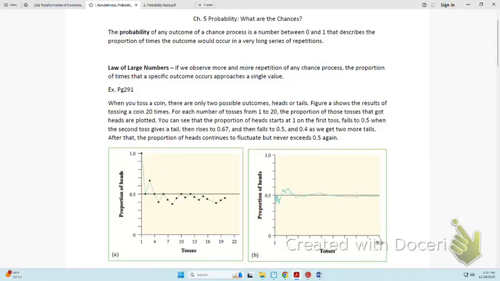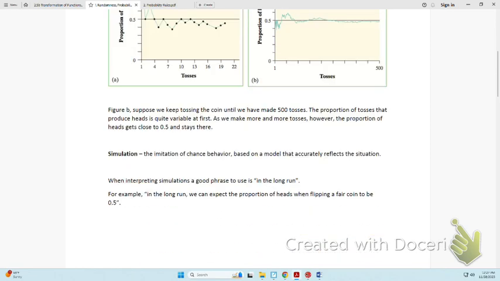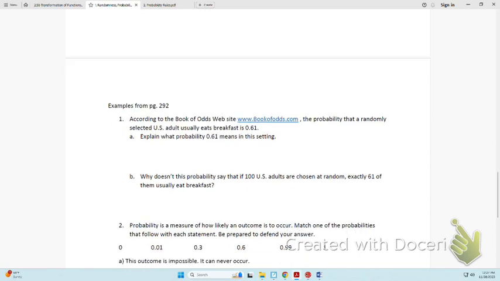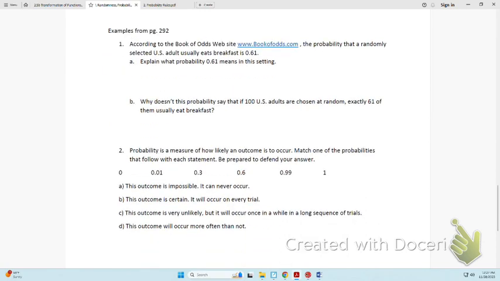In stats, we wrapped up this first handout over probability. We did our simulation about parking yesterday, and we just answered a couple of questions about the basics of what it means to interpret a probability. So this number one here, there's this website that runs statistics, and it says that the probability that a randomly selected adult eats breakfast is 0.61.